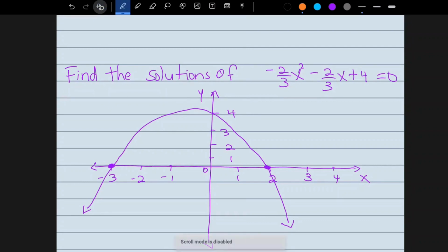So all we need to do at this point is to identify where the graph cuts my x-axis. It's at this point and at this point. You just take that value, and that will be your solutions. So we have negative 3 and 2. And that's your solutions or your root or your x-intercept. Another example.